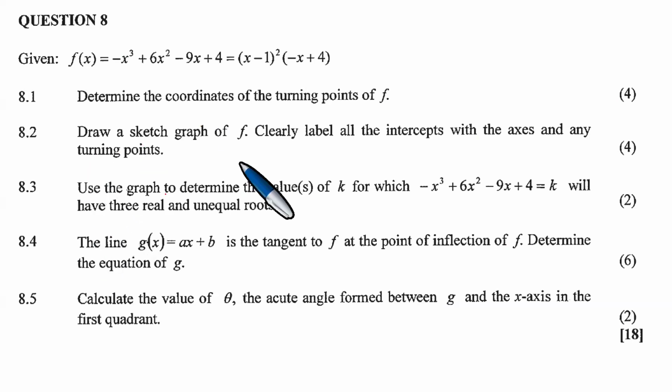I need to draw the sketch graph, and use the graph to determine the values of k for which this is true. The line g of x equals x plus b is a tangent to f at the point of inflection of f, and calculate the value of theta. Now, the value of theta is a very interesting one. They're bringing the value of theta, which comes in analytical geometry, the angle of inclination: the acute angle formed between g and the x-axis in the first quadrant.